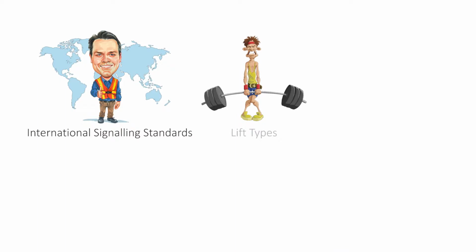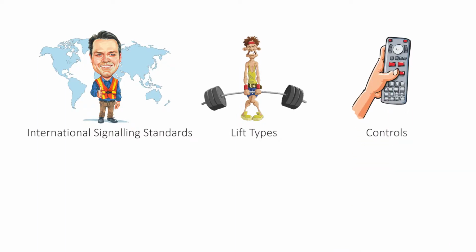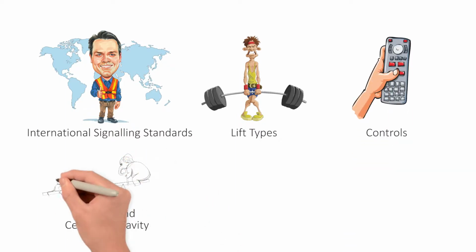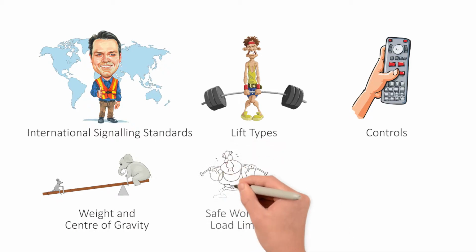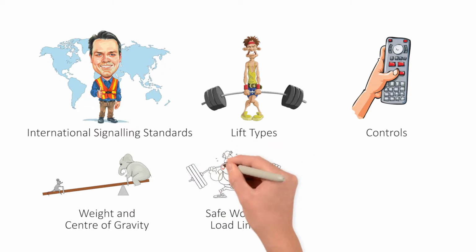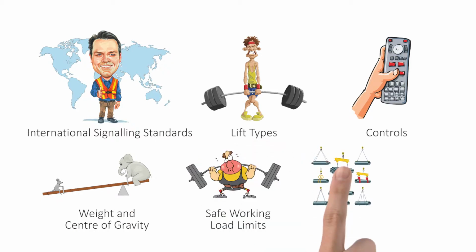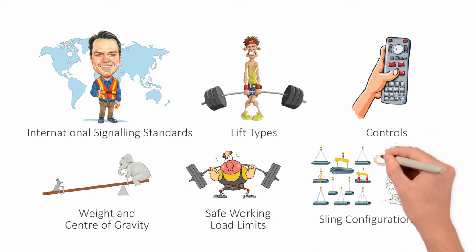We will discuss lift types and controls, determining the weight and center of gravity of the load being lifted, as well as safe working load limits of the rigging equipment and how it is reduced by such factors as sling configurations.